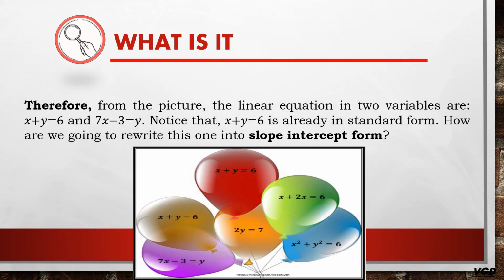Therefore, from the picture, the set of balloons a while ago, the linear equations in two variables are x plus y equals 6 and 7x minus 3y equals y. Notice that x plus y equals 6 is already in standard form, and take note of the standard form, ax plus by equals c. So now, how are we going to rewrite this one into slope-intercept form? So let's find out.